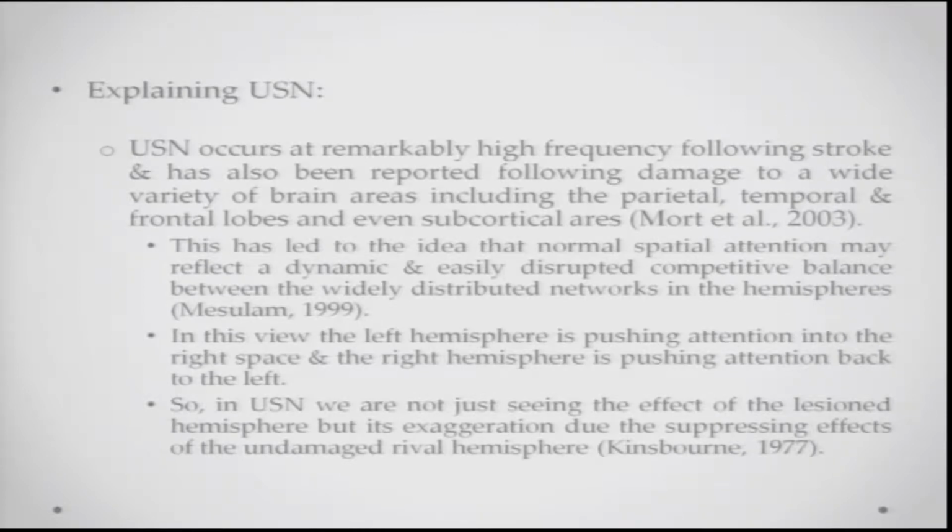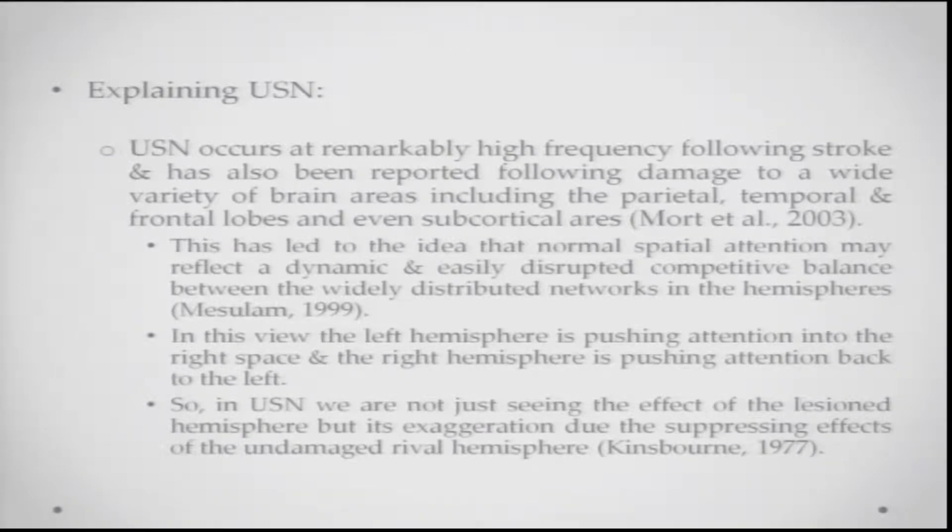Let us try and explain what USN is about. USN basically occurs at a remarkably high frequency following stroke and has also been reported following damage to a wide variety of brain areas, including the parietal, temporal and frontal lobes, even subcortical areas. This has led to the idea that normal spatial attention may reflect a dynamic and easily disruptive competitive balance between the widely distributed networks in the hemisphere.